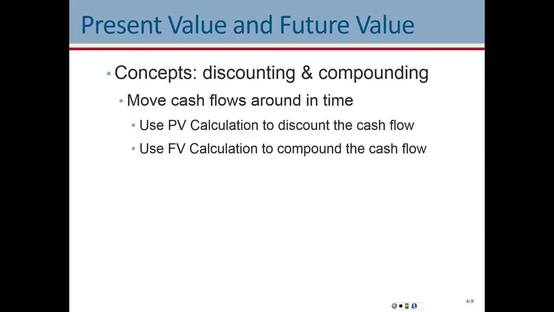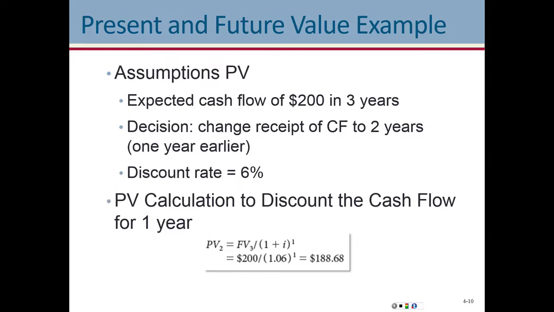So if we want to move our cash flows from one year to another, we can use compounding, we can use discounting. Don't forget, compounding is for us to find future values: how much are we going to have in the future? Discounting is how much we are going to have today, right? So, for example, we expect to receive $200 in 3 years. And now change the receipt of the cash flow to 2 years. What if we want to receive our money 1 year earlier? Let's say the discount rate is 6%.